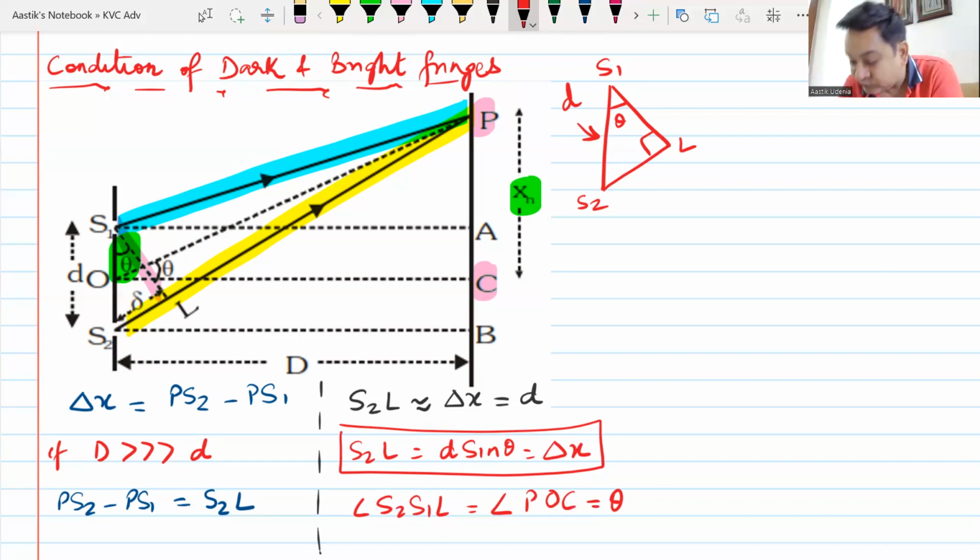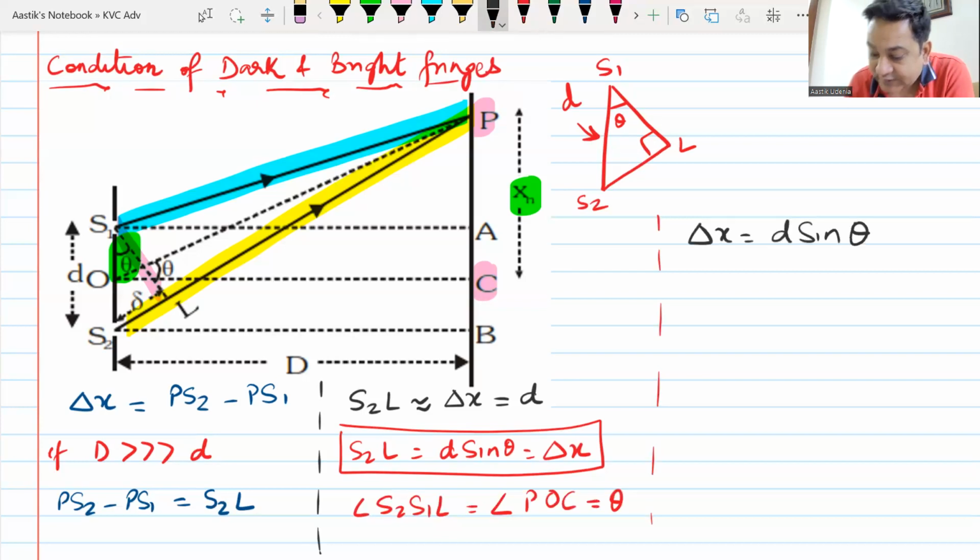Also, remember, my path difference delta x is now d sin theta. But again, this is only possible when the distance capital D is taken very large. We all understand this? Yes, sir.